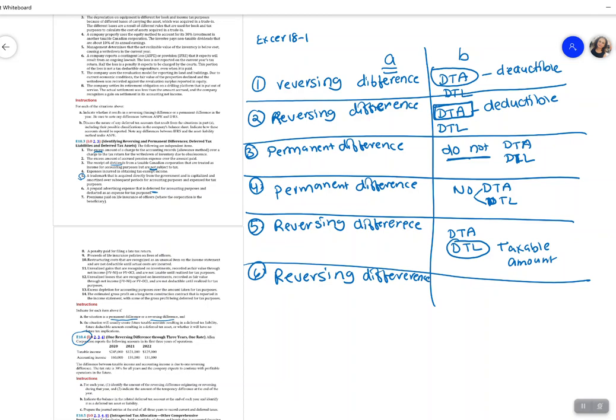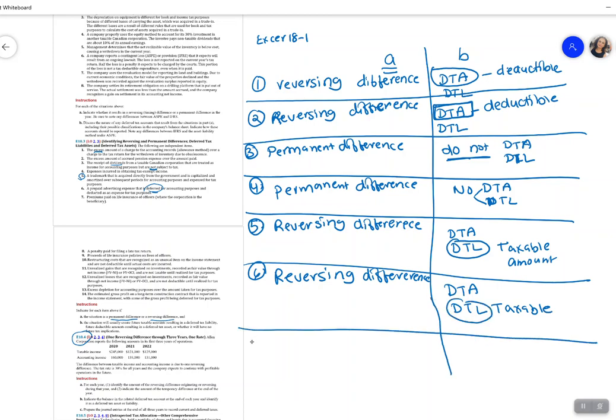If it's a reversing difference, then we have to ask ourselves, are we going to create a deferred tax asset or a deferred tax liability? In this case, they're saying it is deducted as an expense for tax purposes. So you're deferring it, so there's going to be a change in your accounting income. It will be taxable in the future. So if it's going to be taxable, it creates a deferred tax liability.